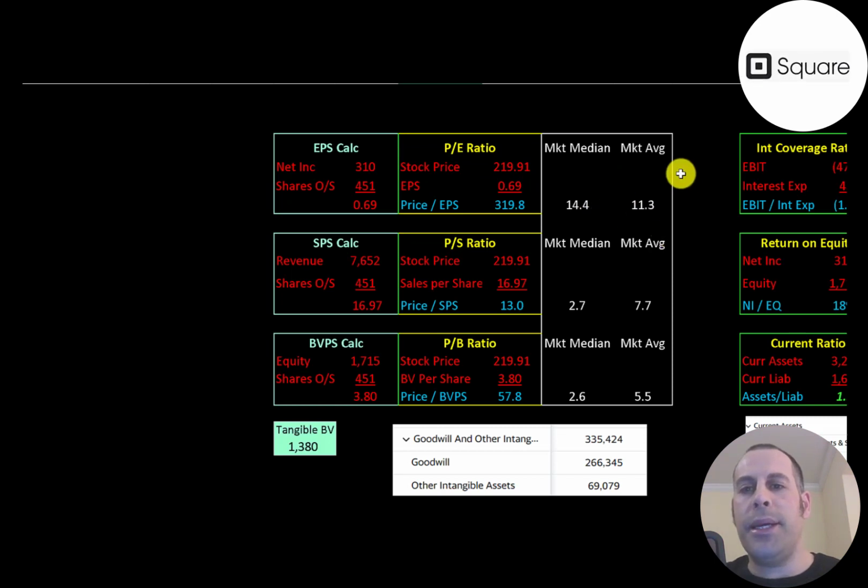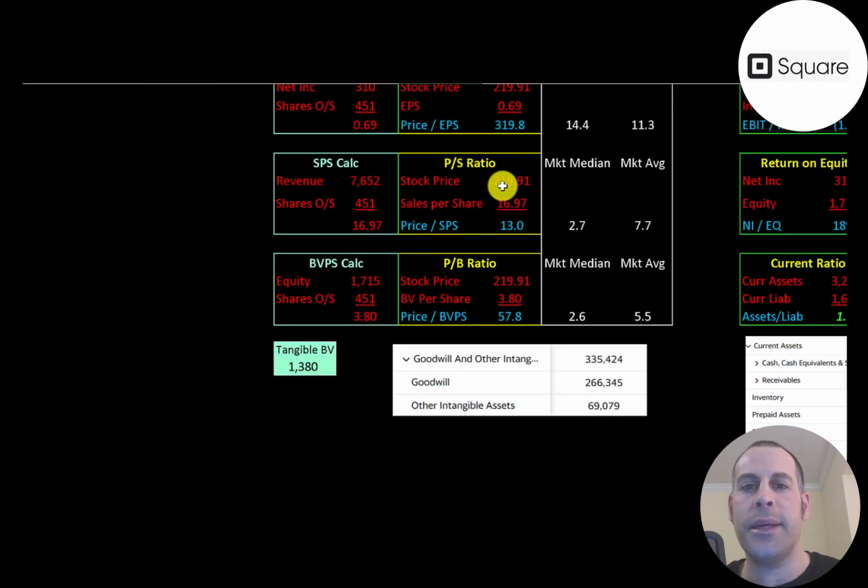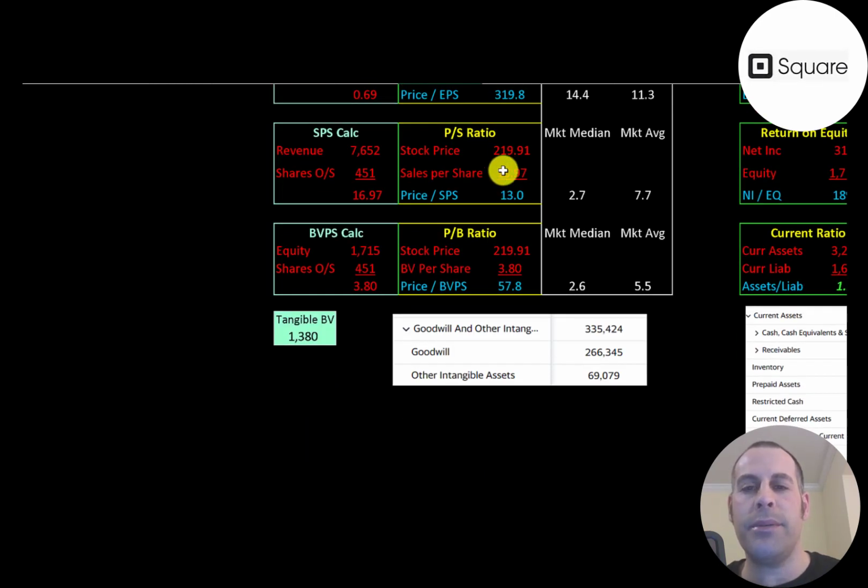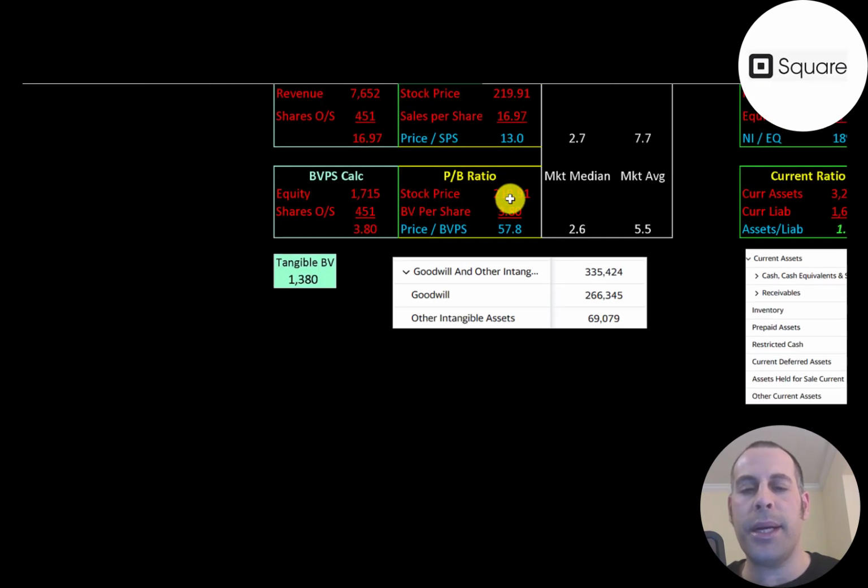The average PE in the market's 11.3, the median is 14.4. PE is stock price over earnings per share. To calculate earnings per share, that's net income over shares outstanding. There are 320, so investors are paying $320 for $1 of earnings. Price to sales is stock price over sales per share, there are 13.0. Price to book is stock price over book value per share, there are 58.